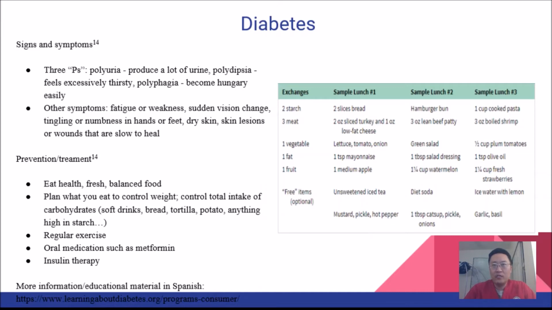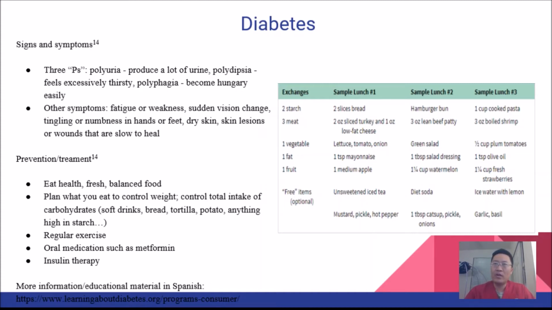You should plan what you eat to control weight. Try to control weight, yes. You should control the total intake of carbohydrates. Carbohydrates means sugar. And all these things are carbohydrates. Your soft drinks, which means your Coca-Cola, your Pepsi or Sprite, and your bread, any type of bread, the tortilla, and also potato. Anything that is high in starch has a lot of sugar. And another one to prevent diabetes is you need to exercise regularly. Treatment can include oral medications such as metformin, and you can also have insulin therapy.